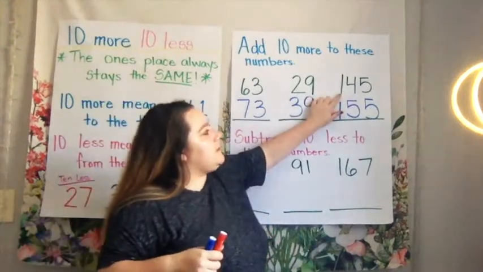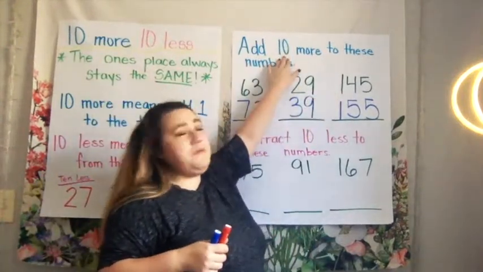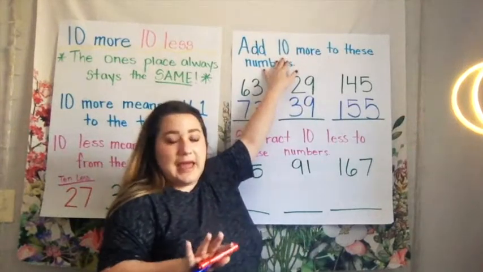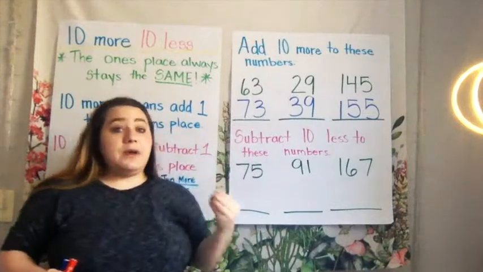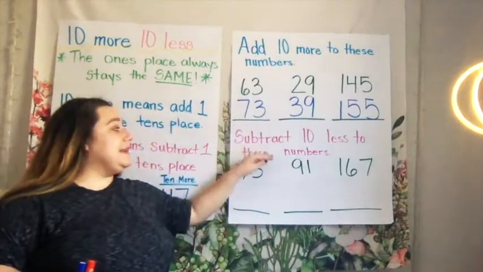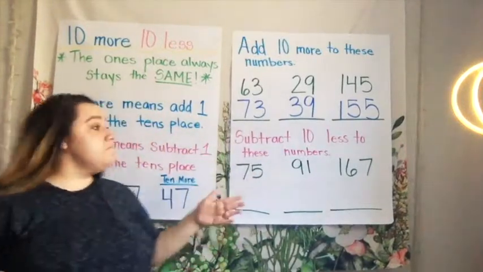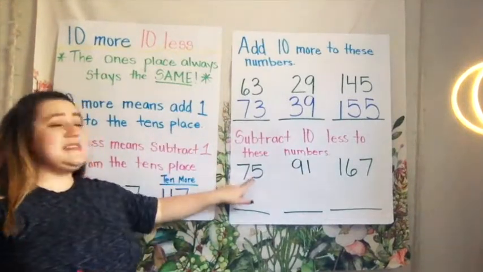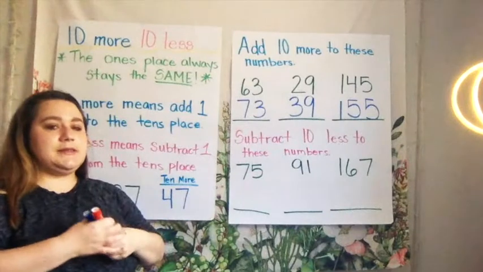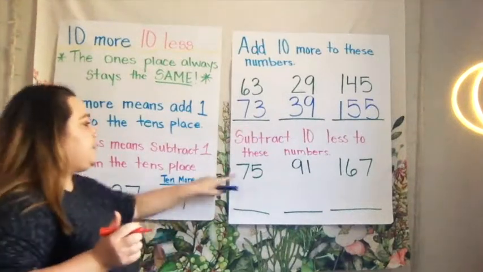I don't mess with this hundreds place because right now I'm working on my tens place. I'm only adding 10 more, not 100 more. Now I'm moving on to 10 less. Well, guess what? Same thing, but instead we're subtracting. So my number is 75. Good.